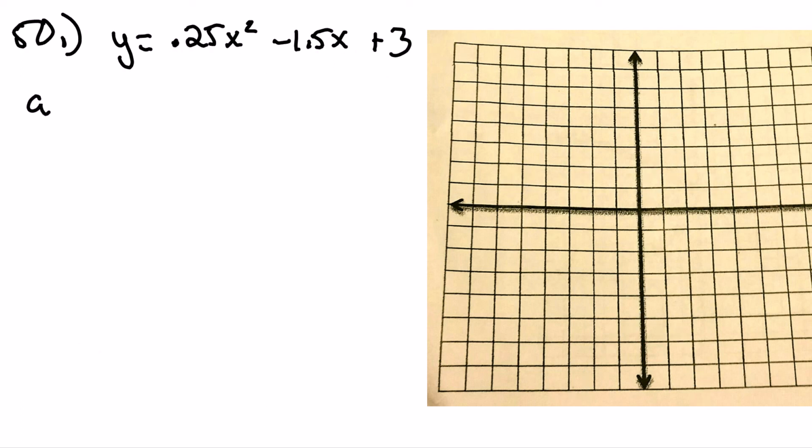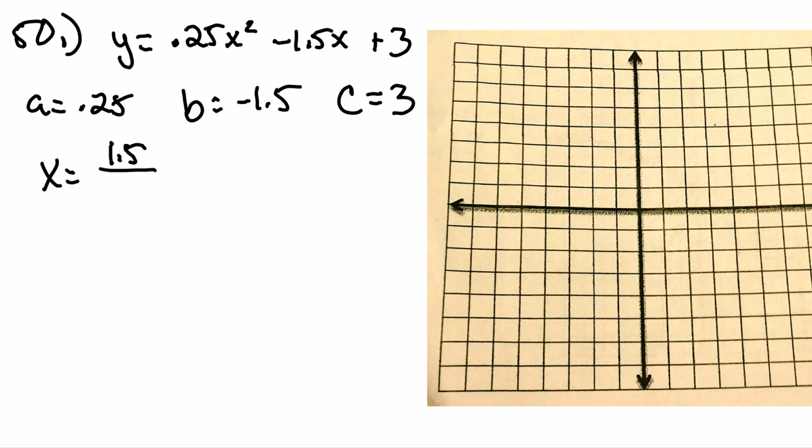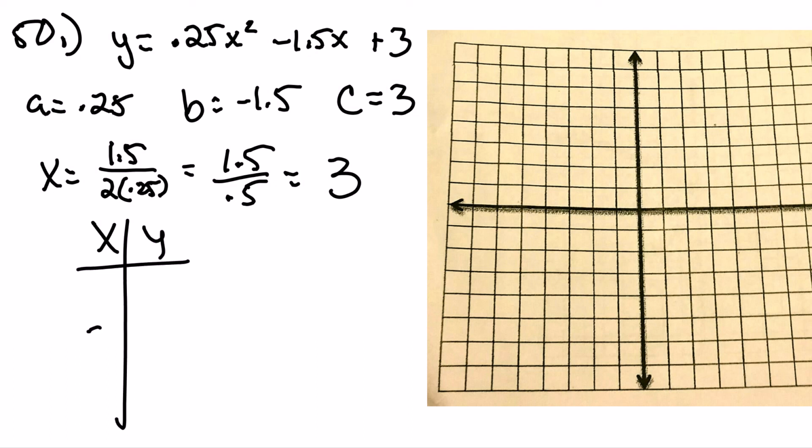Alright, 26. A is 0.25. B is negative 1.5. C is 3. Step 2, I'm going to plug it in. X equals the opposite of B, so I have 1.5 up top over 2 times 0.25. So I have 1.5 over 0.5, or I get X equals 3 as my vertex. So I make my XY chart. This time 3 is in the middle, so I go up 1, I go up 1, I go down 1, I go down 1. Plug in 3.